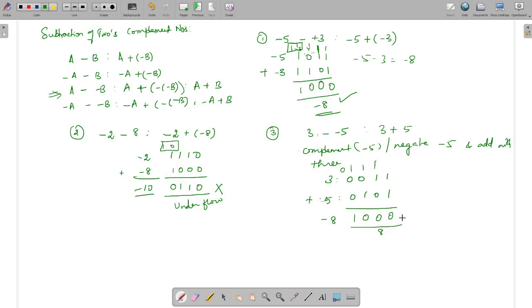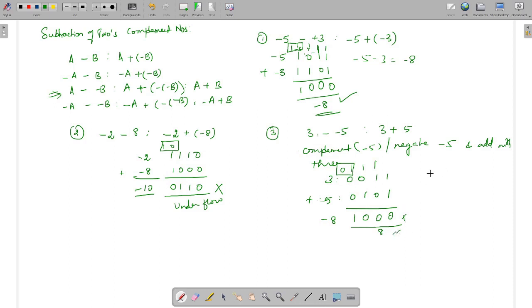Alright, so the answer you get is wrong, and that could be sensed using these bit values. 0 and 1, the carry values are not similar. So it is out of range.